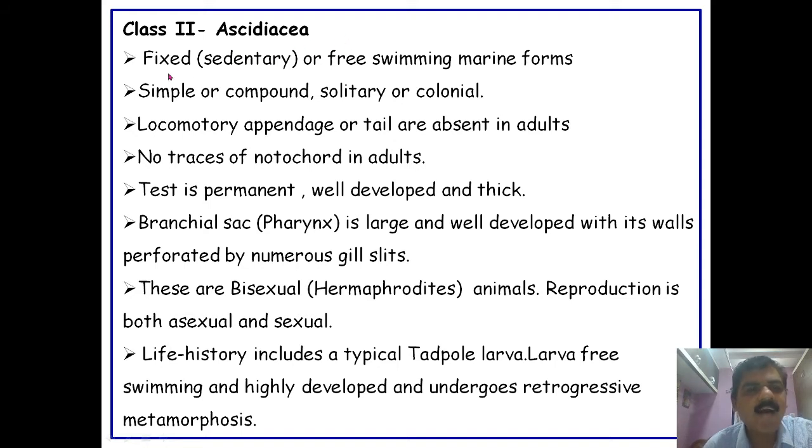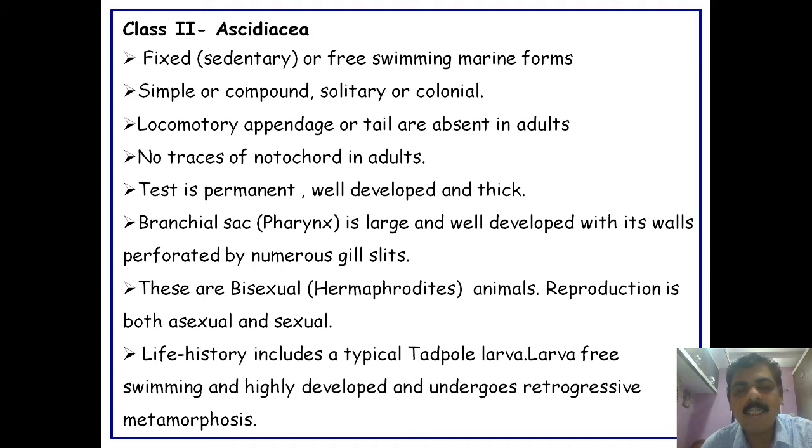These Ascidiacea are fixed or free-swimming marine forms. They are simple, solitary or colonial forms. In Ascidiacea, the locomotory appendage or tail is absent in the adult because the tail gets shed off, and no traces of notochord remain in the adult. Why? Because the notochord was present in the tail region during the larval stage. The test or tunic is permanent, well developed and thick. The branchial sac or pharynx is large and well developed, with its wall perforated by numerous gill slits.